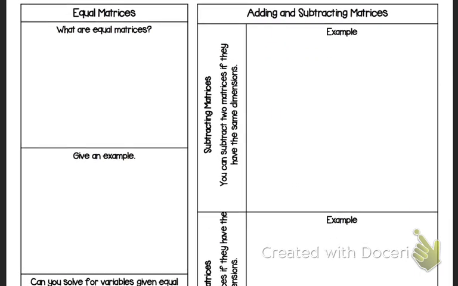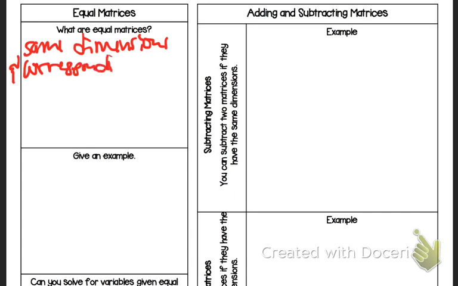Equal matrices. So what are equal matrices? Equal matrices are matrices that have the same dimensions and their corresponding elements are equal. So they have the same dimensions, and corresponding elements are equal. I really hope you can read this.